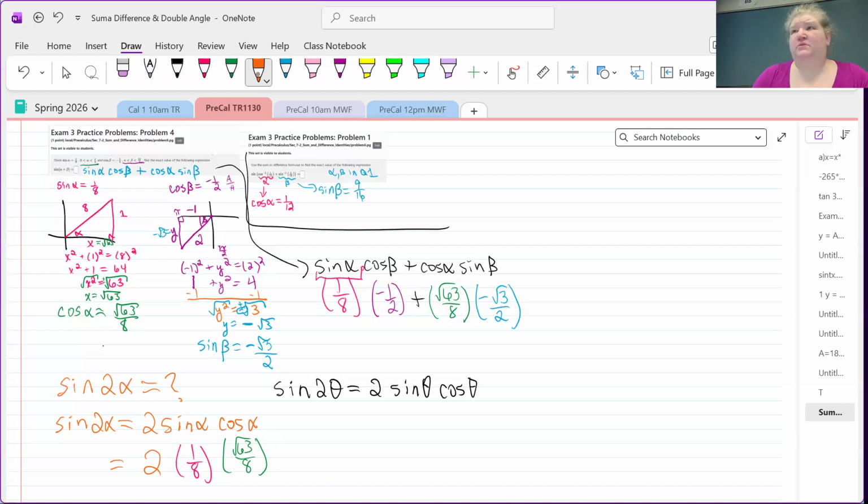Oh, the sine 2 alpha? No, you can just leave it like that. 2 times fraction times fraction. I don't think WebWork even makes you multiply it out on these. WebWork for most of these is programmed so that as long as it's equivalent to the decimal answer, it's happy.